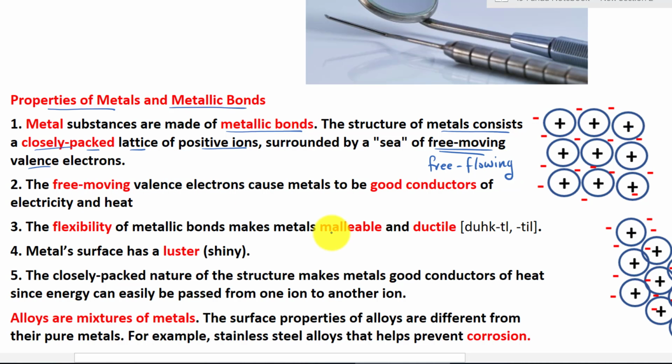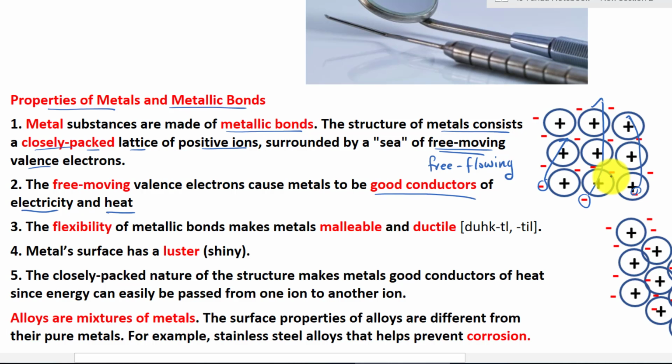Now the free moving electrons, or valence electrons, cause metals to be good conductors of electricity and heat. The basic thing about conductivity is that the electrons move freely from one place to another. You can take electricity from one end of the metal all the way to the other end. That's the beauty of free flowing or free moving. The electrons allow you to carry electricity or heat from one end to another, hence the term conductivity.